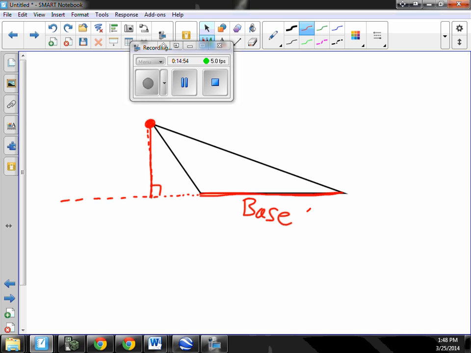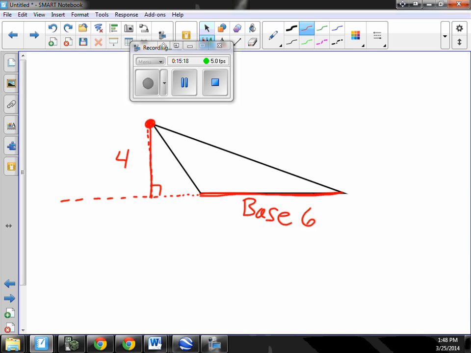Let's call the base 6, and we'll call the height 4. What is the area of that triangle? 4 times 6 is 24, divided by 2 is 12. Where's the rectangle? Pointing doesn't help. You were drawing it in your head, I know.